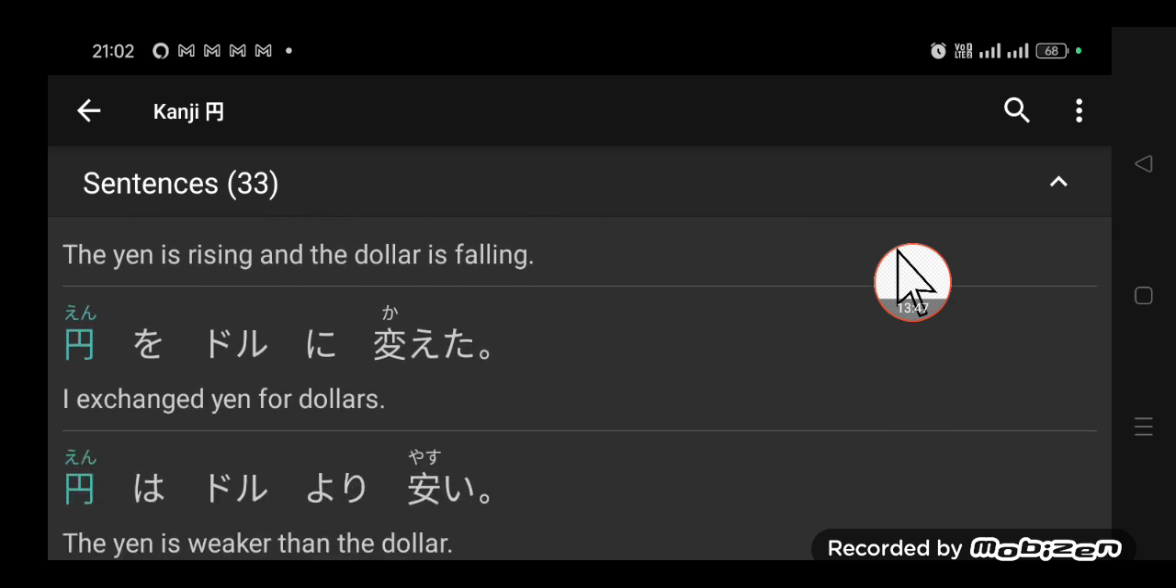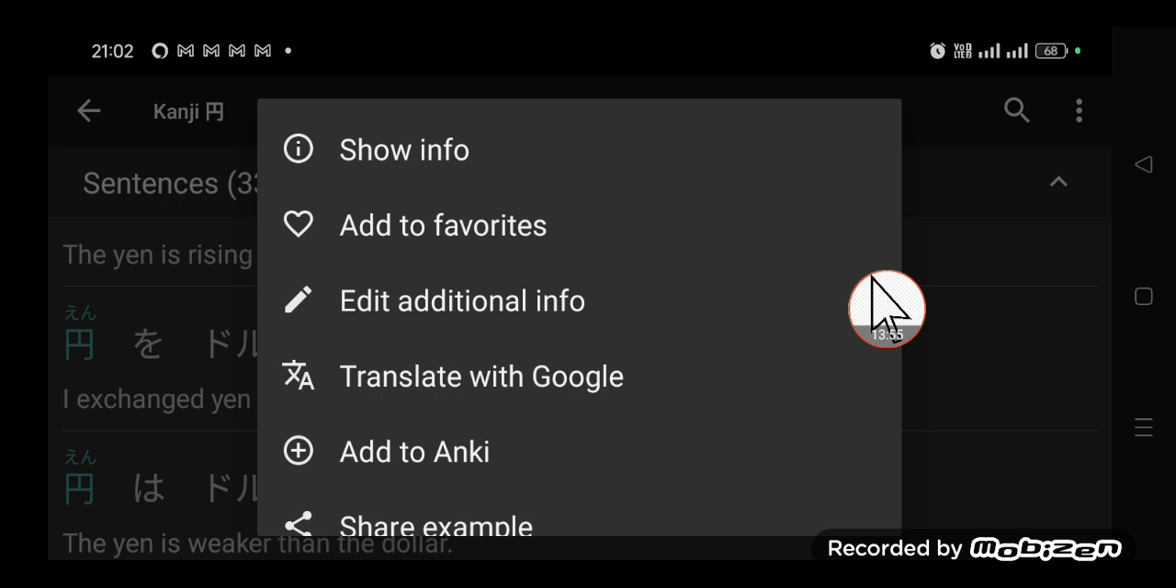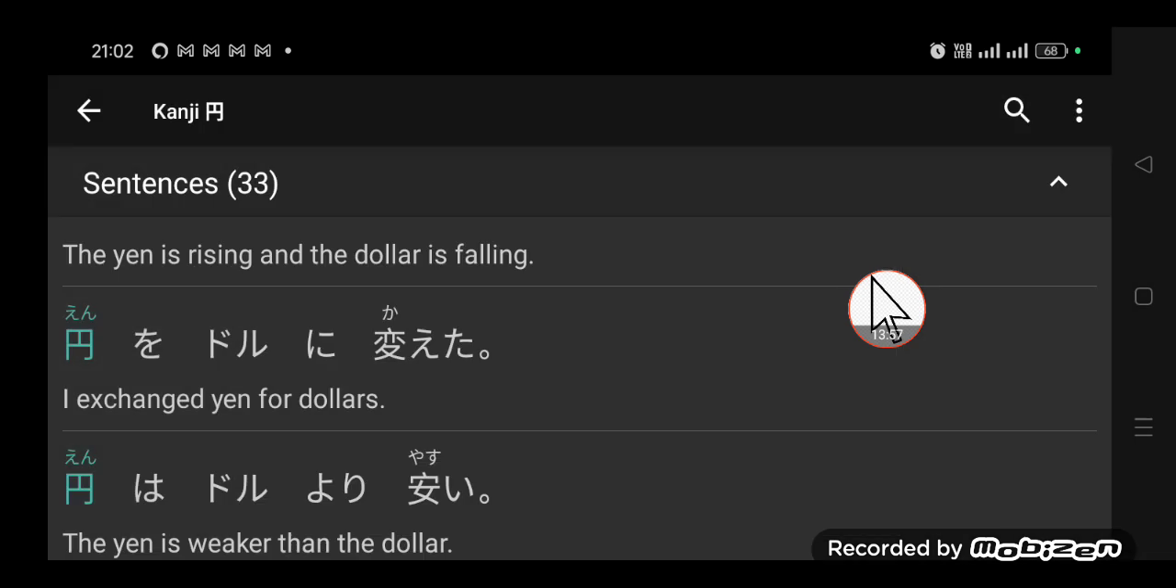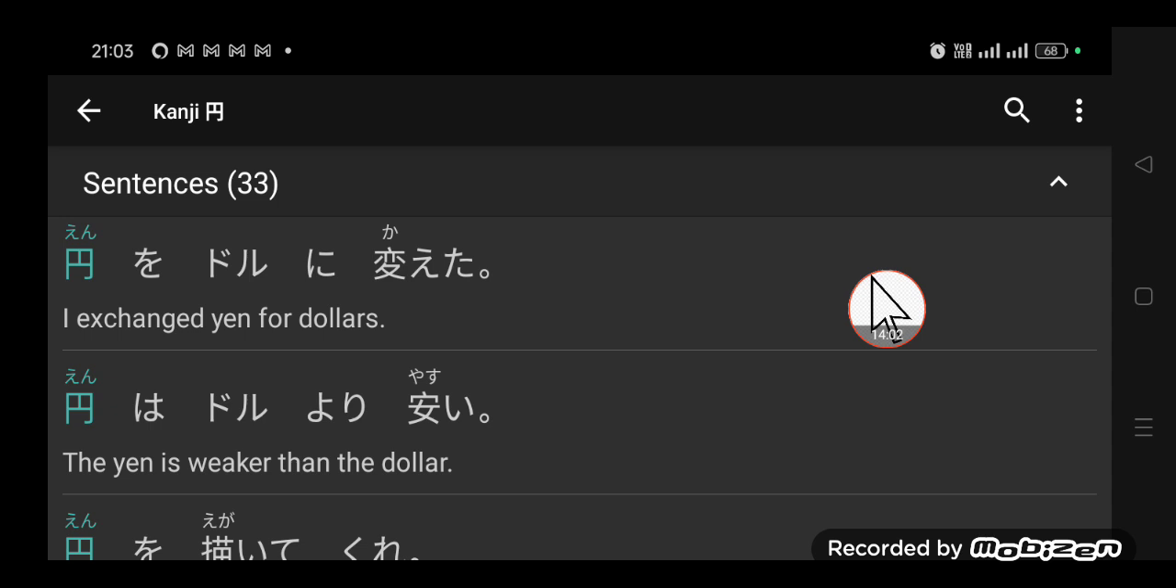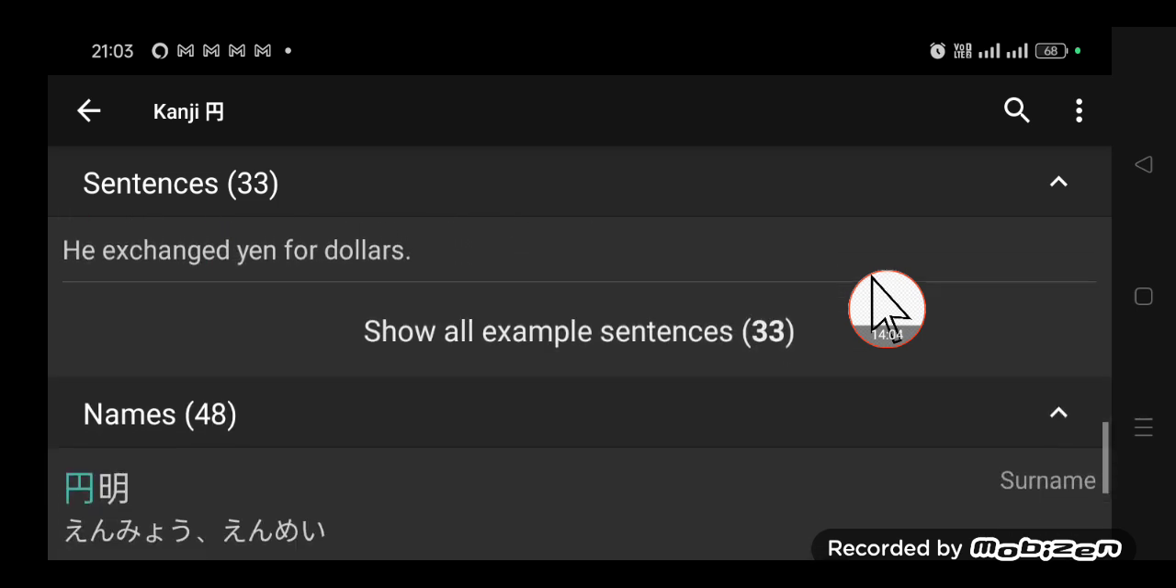I exchange yen for dollars. En wo doru ni kaeta. Okay, so for other sentences, minasan, if you could just screenshot those.